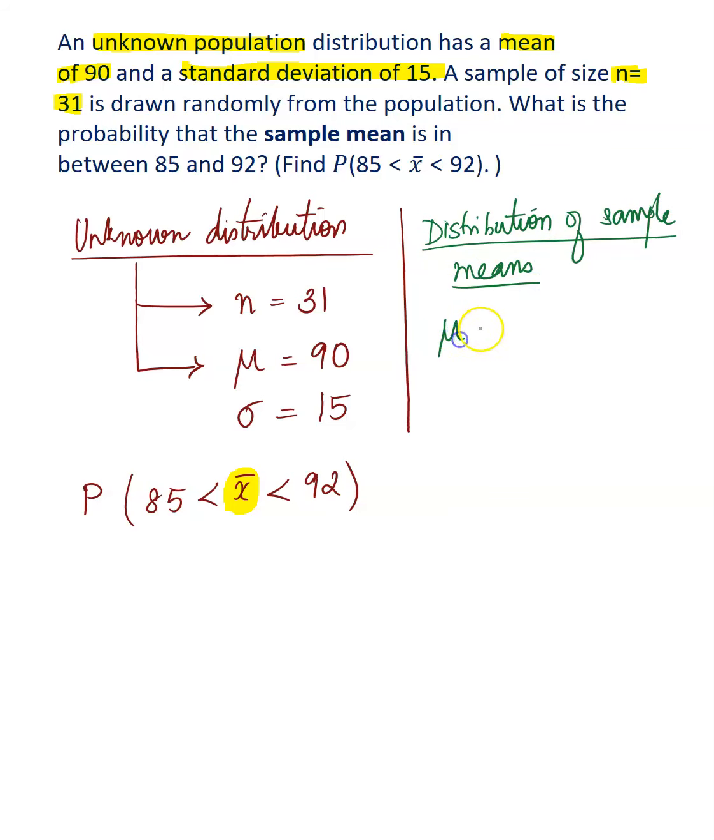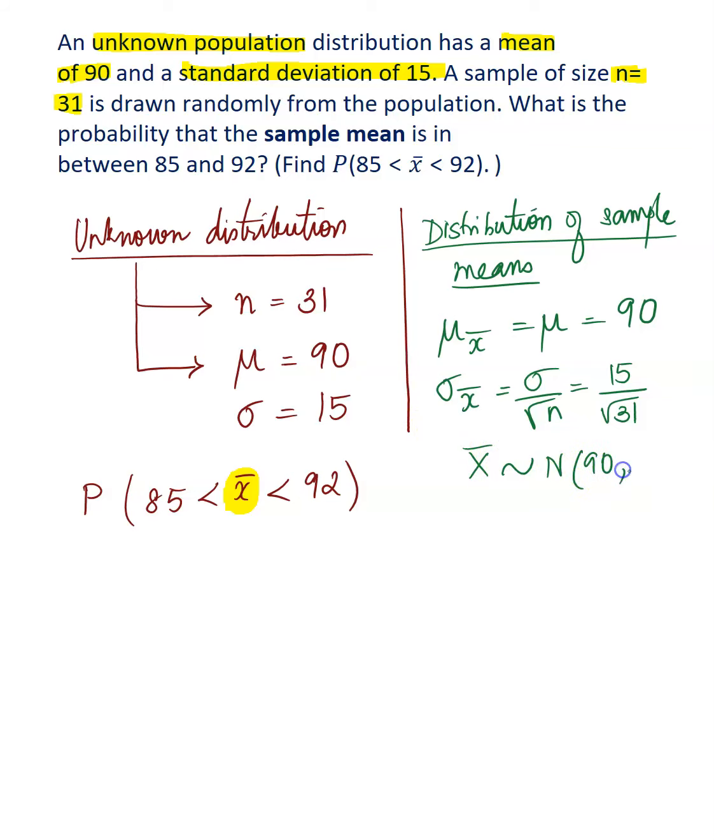So what it says is mu x bar is the same as mu. In our case, we're given mu to be 90. And sigma x bar will be sigma over root n, which is 15 over root 31. We're going to keep it as it is just for convenience, because we can punch those in the calculator when it's time. So we basically have x bar following a normal distribution with 90, 15 over root 31.